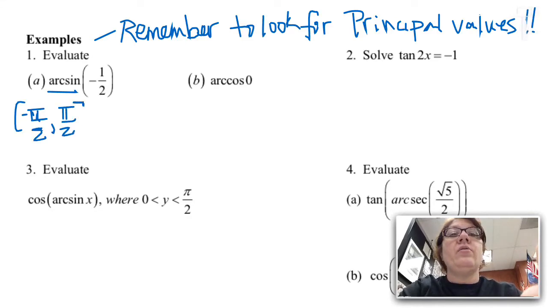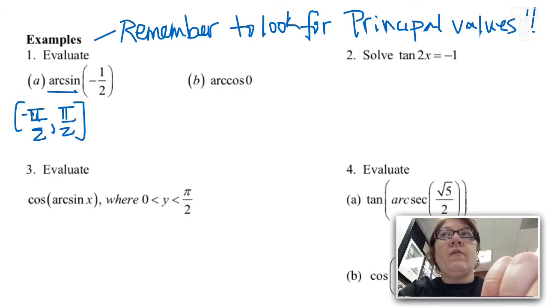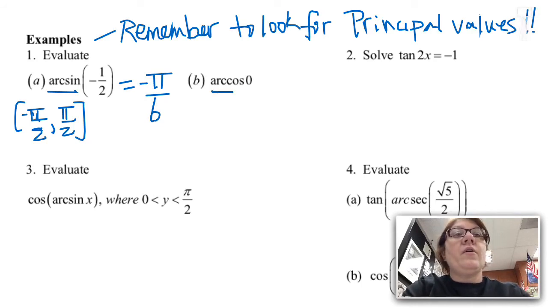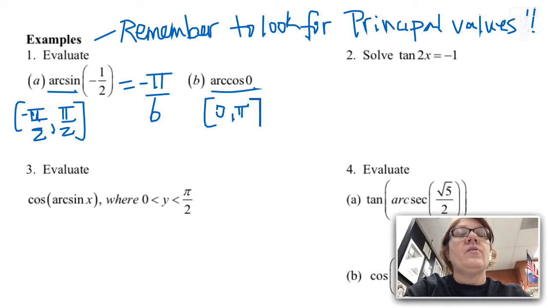So if you go back and look at your unit circle, where's the sine value -1/2? That would be in the 4th through 1st quadrant. So this would be at -π/6, or 30 degrees. And then on this one, I'm looking for an angle whose cosine is 0. But remember, for cosine, the range is 0 through π. And so again, if you go back and look at your unit circle, my cosine at π/2 is 0.